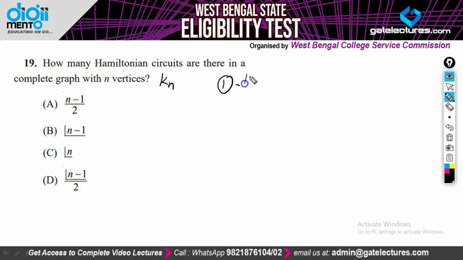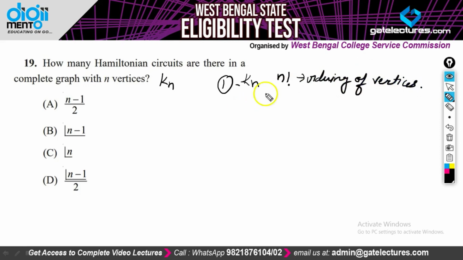Here we are talking about the complete graph. So every pair of vertices is connected by the edges. Okay, and we can pick in any order of the vertices we want to visit them. Okay, but we have to be careful about the cycles. There are n factorial orderings of the vertices, n factorial ordering of vertices.